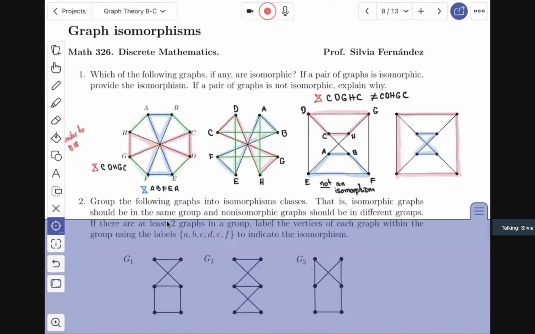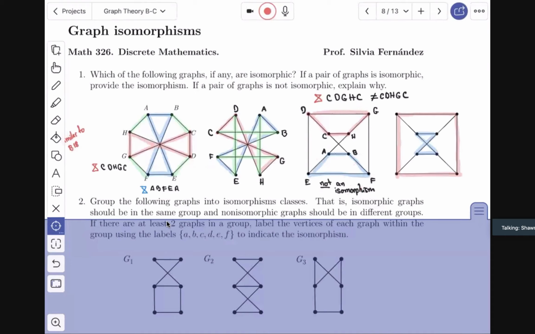It doesn't mean that they're not isomorphic, not yet, at least. But not being able to complete labeling doesn't mean that they're not isomorphic. So this isomorphism, or this attempt at an isomorphism, didn't work. So it's not an isomorphism, but we still don't know if the graphs are isomorphic or not.